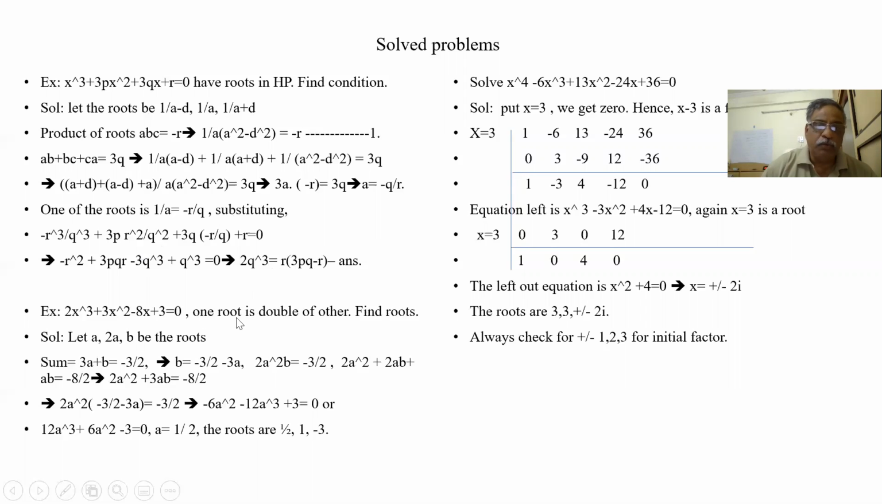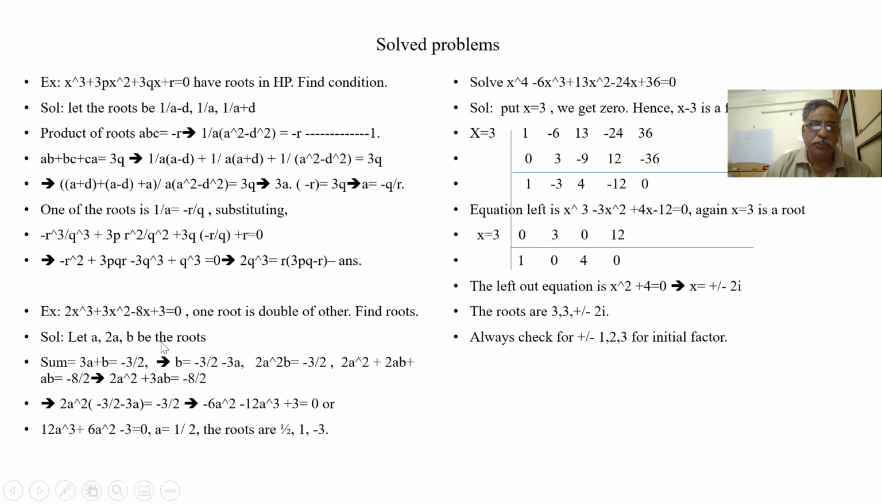So let us see, one root is double the other. Find the roots. These are the conditions between roots. One root double means I can simply say a, 2a, b. These are the three roots. So I have taken double here. By using the sum of the roots, minus 3 by 2, I have taken b in this form.